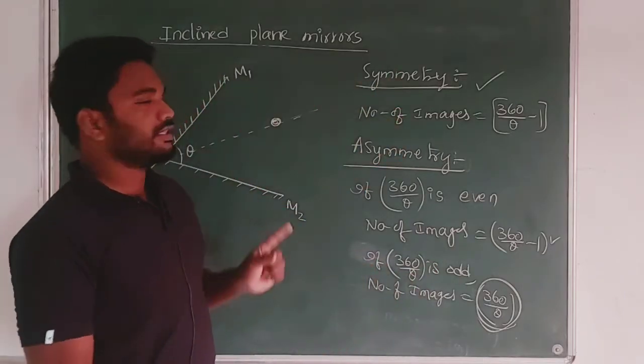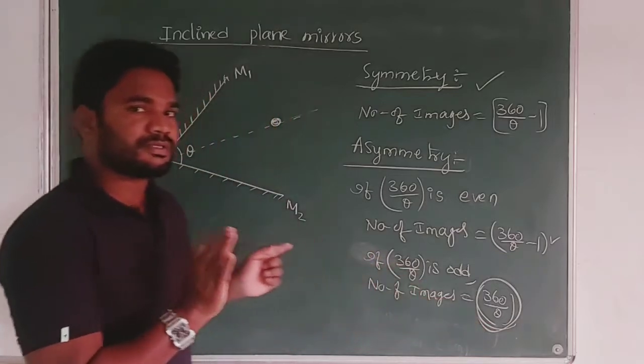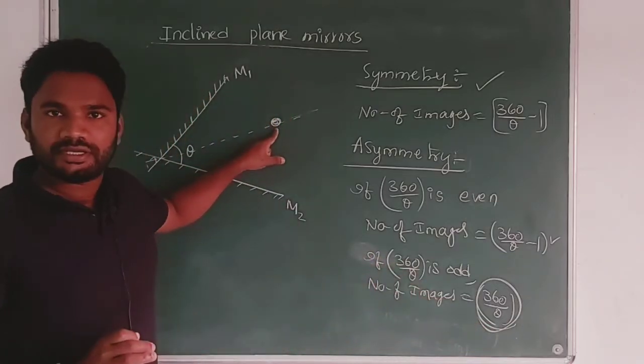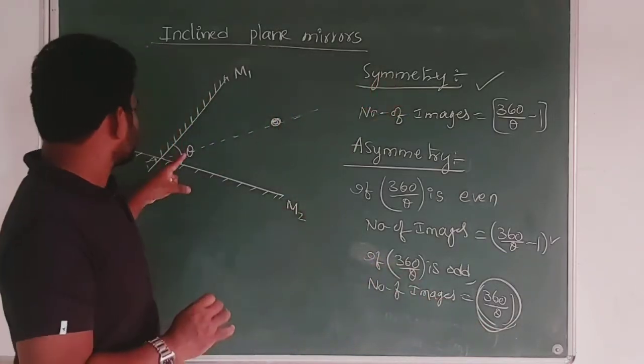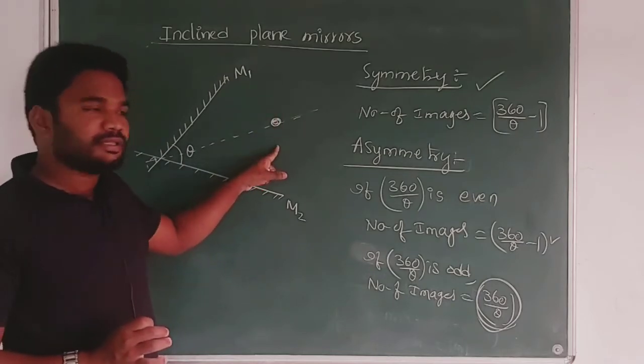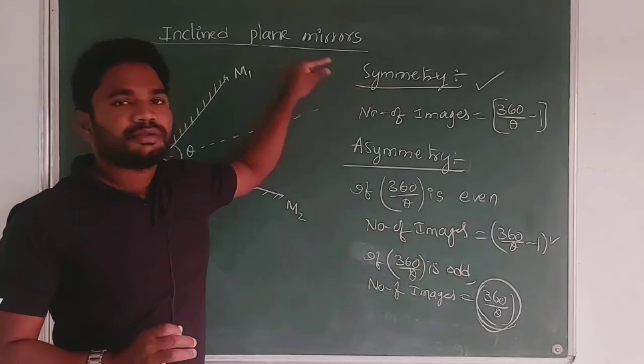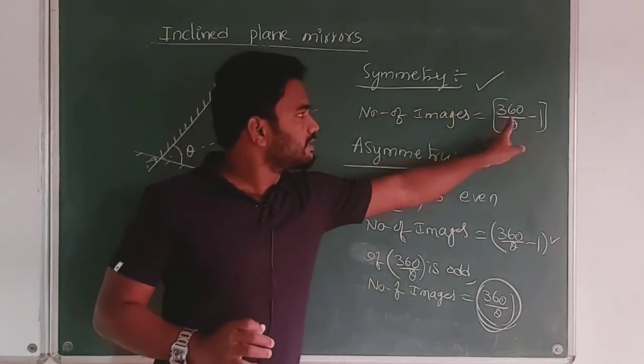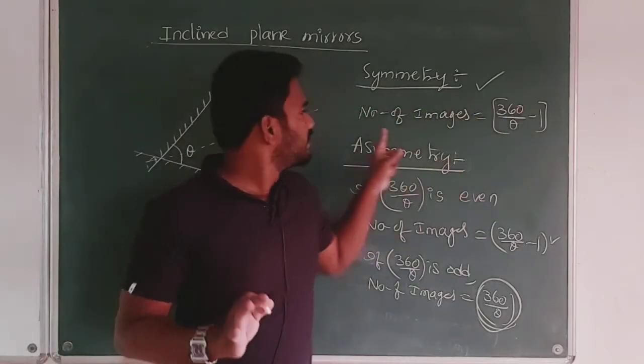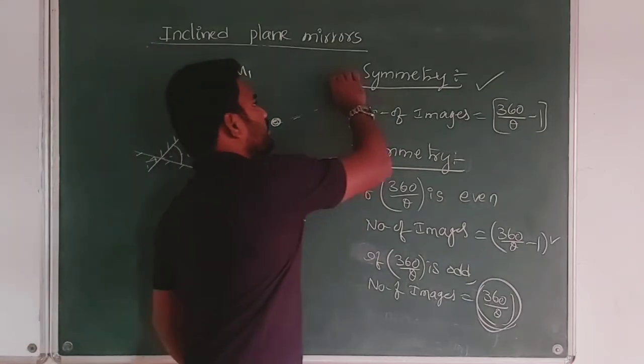First of all, there are two possibilities to keep the object here. One is on the symmetrical line, that is what we call symmetry. So if you keep it on the angular bisector, the formula is very easy. Even though the number may be odd or even, the formula is constant: 360 by theta minus 1 is the number of images. I think you are clear on this.